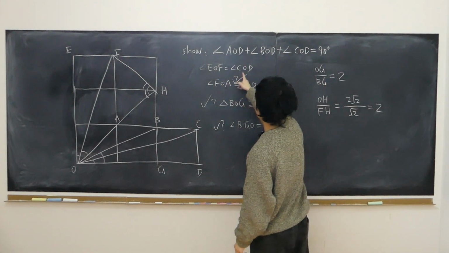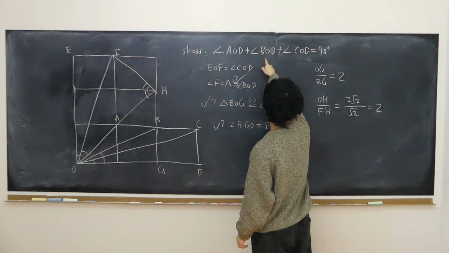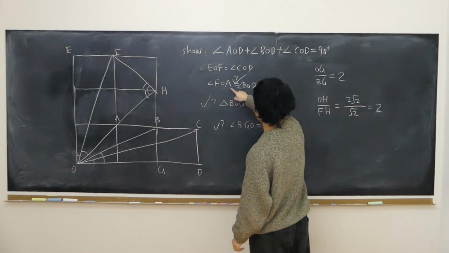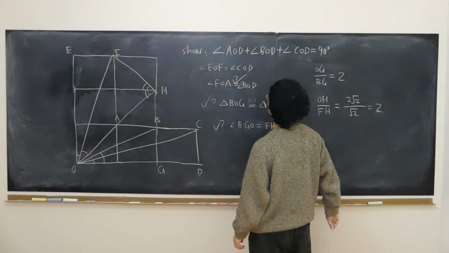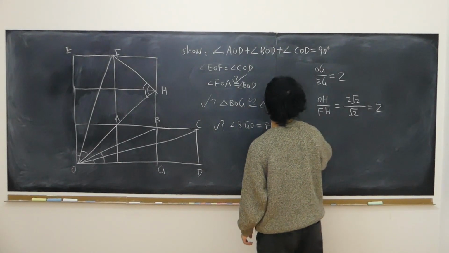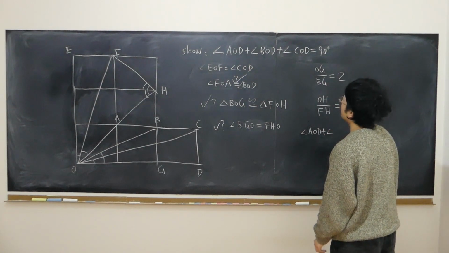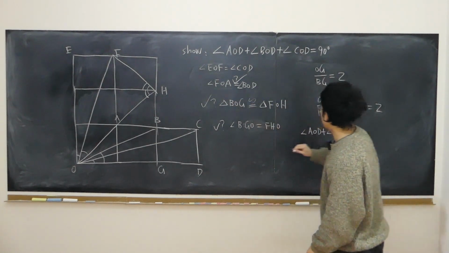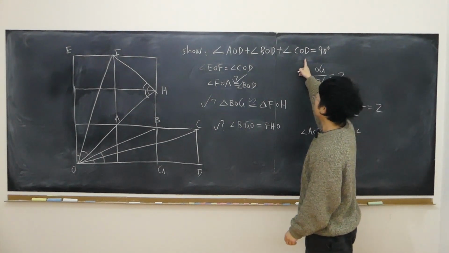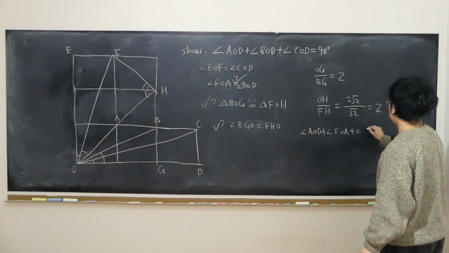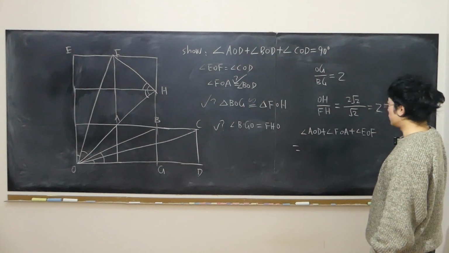Therefore, this angle equals that angle. This equals that angle. So angle BOD can be replaced by this angle. Angle COD can be replaced by this angle, right? So that means all I need to show is that angle AOD plus angle BOD replaced with this angle, FOA, plus angle COD replaced with this angle, angle EOF, is it equal to 90 degrees?